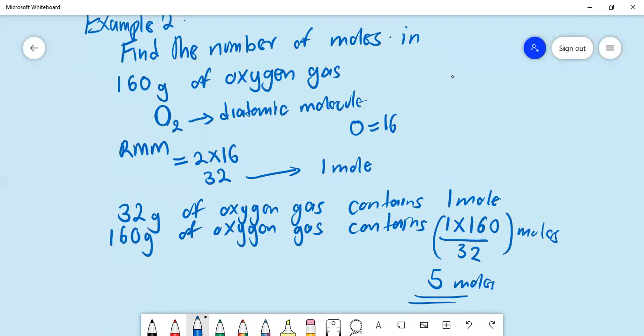So are you seeing the steps? The steps, first allocate. Which are we dealing with? Are we dealing with a compound? Are we dealing with a molecule or an atom?